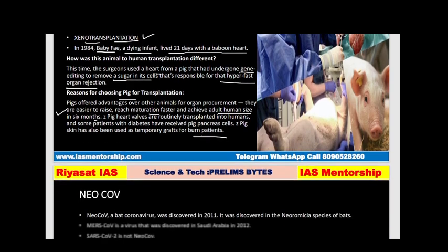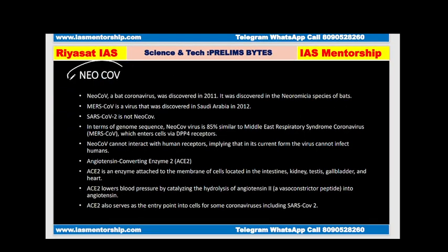Let us move ahead with the next topic, that is NeoCov. Basically, it's a bat coronavirus. It was discovered in 2011 in the Neoromicia species of bat. Remember it. And for the first time, where was it discovered? Saudi Arabia. Also remember that SARS-CoV-2, which is responsible for COVID, is different from NeoCov.